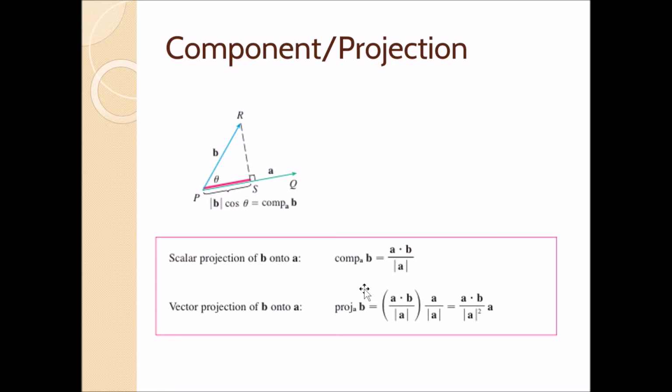When dealing with vector projection, it's a little bit different. So you have the projection of B onto A, that will equal A dot B divided by the magnitude of A squared, times the vector A. It's important to note that this is the vector A because it is going to be a vector value.